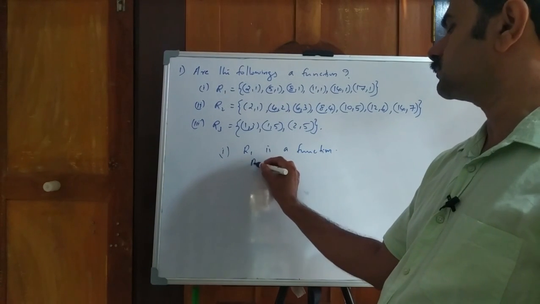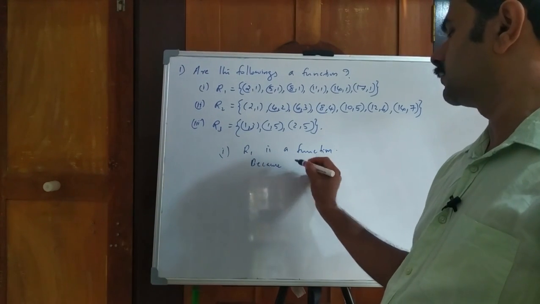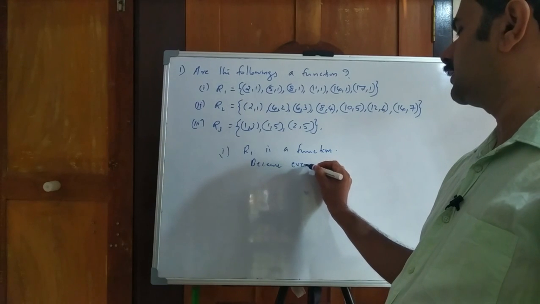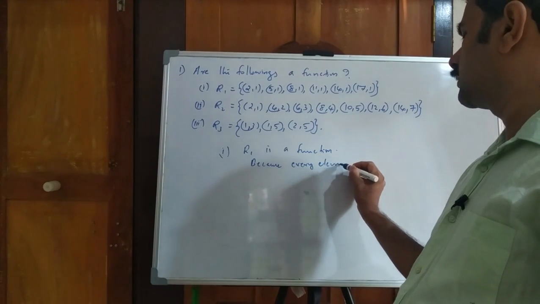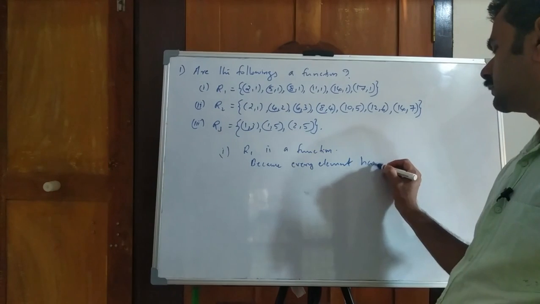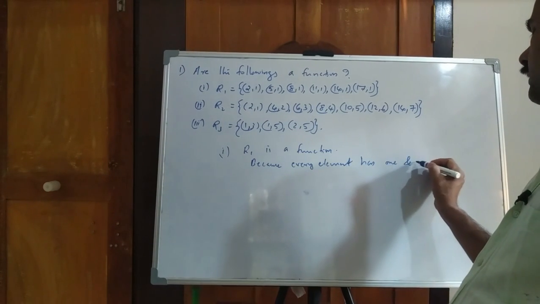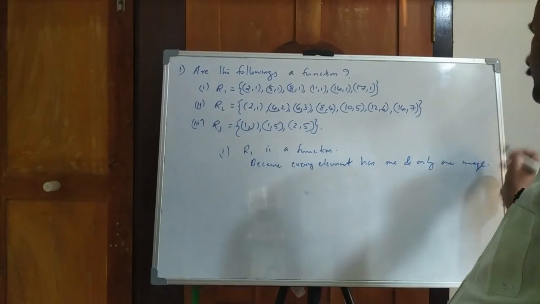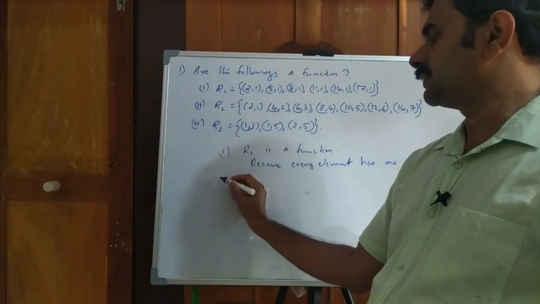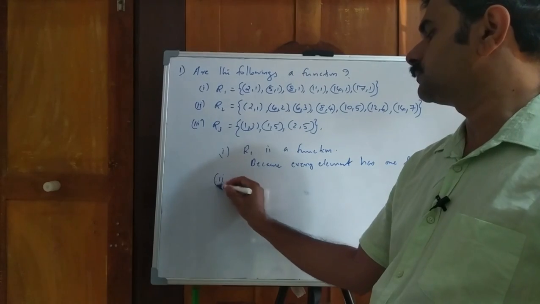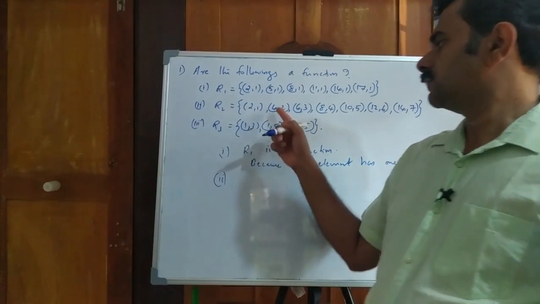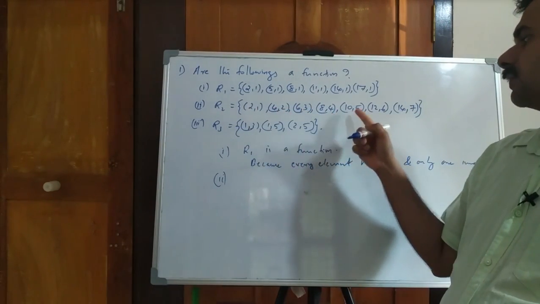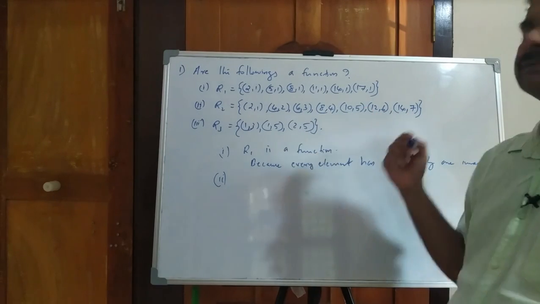Because what? Because every element has one and only one image. Okay. Then what about the second one? 2 to 1, 4 to 2, 6 to 3, 8 to 4, 10 to 5, 12 to 6, 14 to 7.